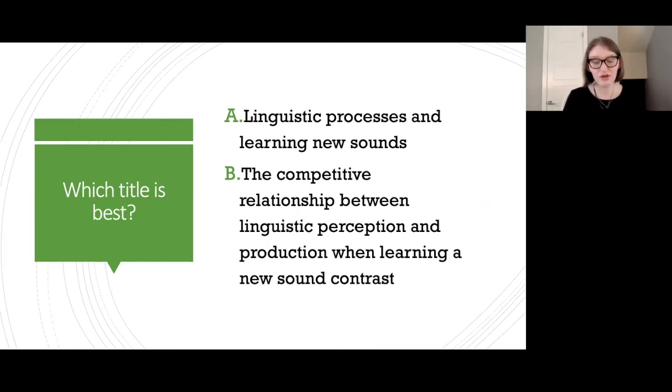And so which title do you guys think is best? A, learning processes and learning new sounds, linguistic processes and learning new sounds, or B, the competitive relationship between linguistic perception and production when learning a new sound contrast. The best title is actually B, and it's because those of you who voted A, you're probably thinking B is a really long title. And it is.